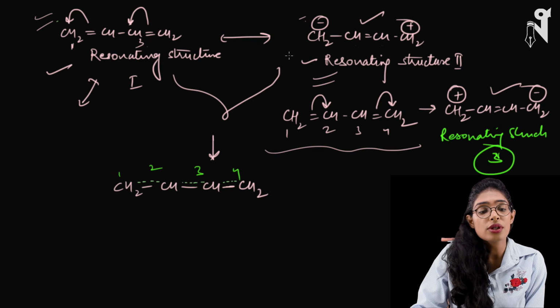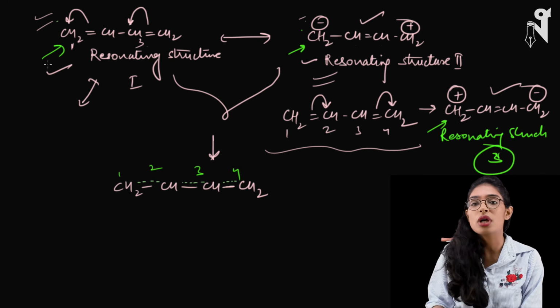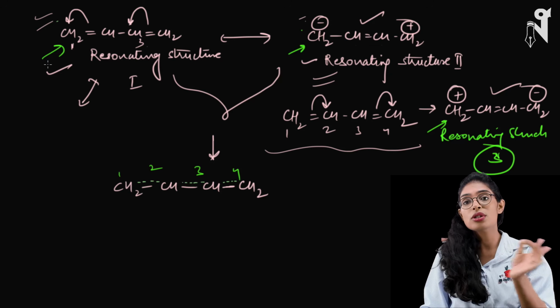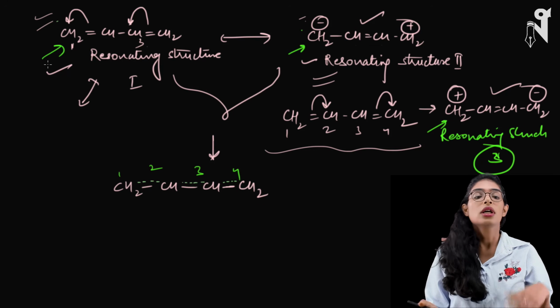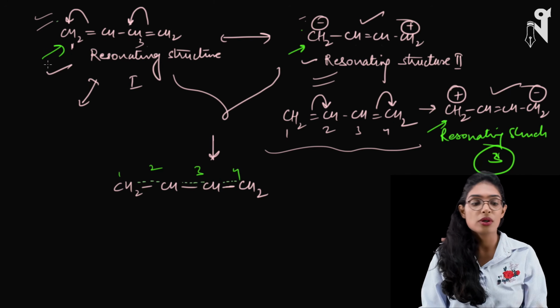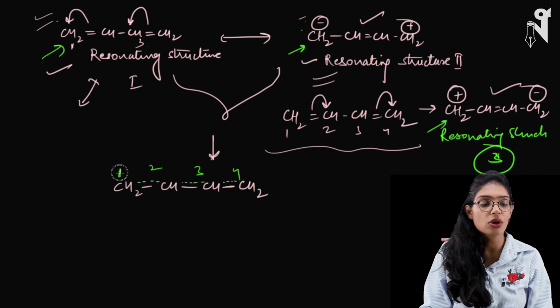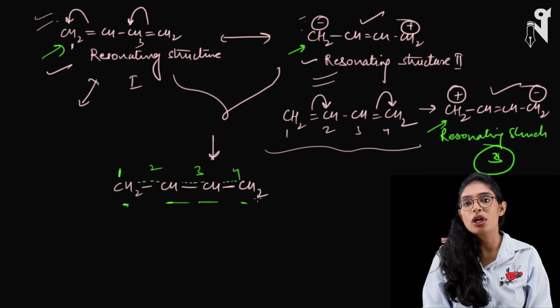Now, according to resonating structure 2, there is a negative charge on the first carbon. According to resonating structure 3, there is a positive charge on the first carbon. According to the first structure, there is no charge. Basically, the second and third structures show two different charges, so they are nullifying each other. So I'm not writing any charge because all the charges are nullified. No charge on the first carbon. Similarly, no charge on the second and third carbon. Similarly, no charge on the fourth carbon.